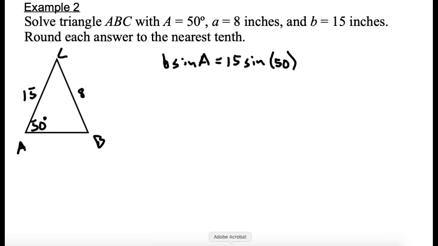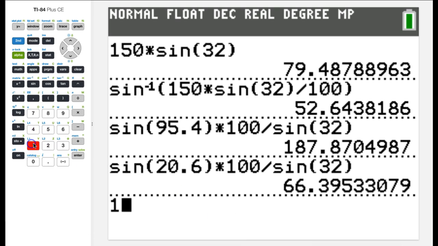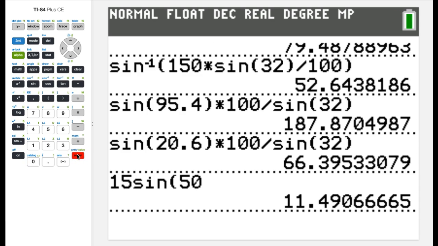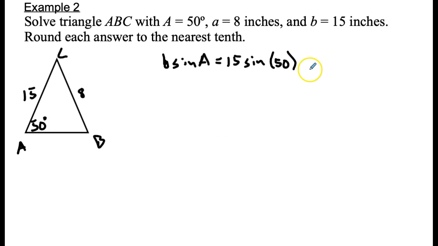So, go to the calculator. 15 times the sine of 50 degrees is 11.5. Right, so we get that this is 11.5. So that's essentially saying that this height is 11.5. Well, we said if this opposite side is less than that height, there's no way for me to drag that side and create a triangle.